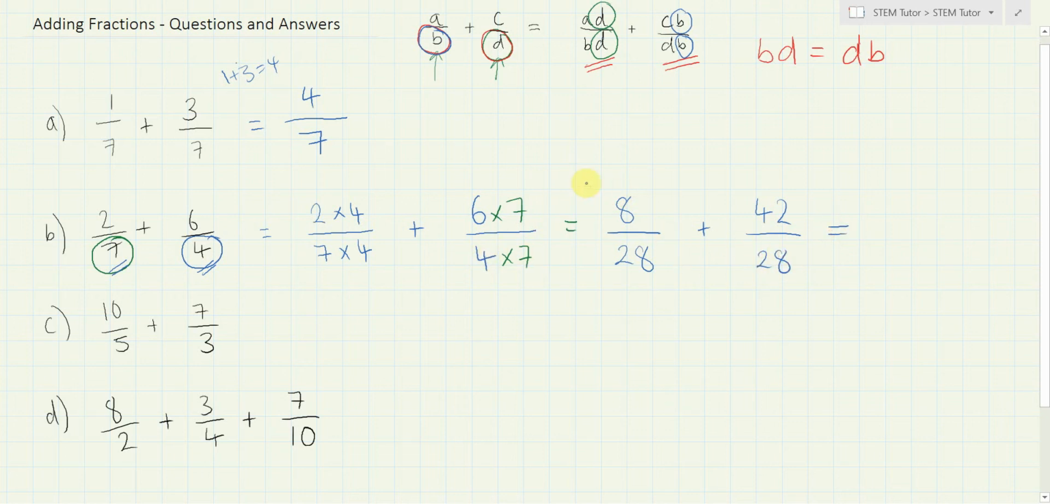So now we have a setup where the denominator is now the same. So we've both got 28, so therefore the answer will have a common denominator of 28, and then the number at the top, so the numerator, is just the addition of 8 and 42. So 42 plus 8 equals 50. So 50 will go in here. So that is the answer to the addition of these 2 fractions. If you want, you can simplify these as well, but I'll leave that and go over that in another video.